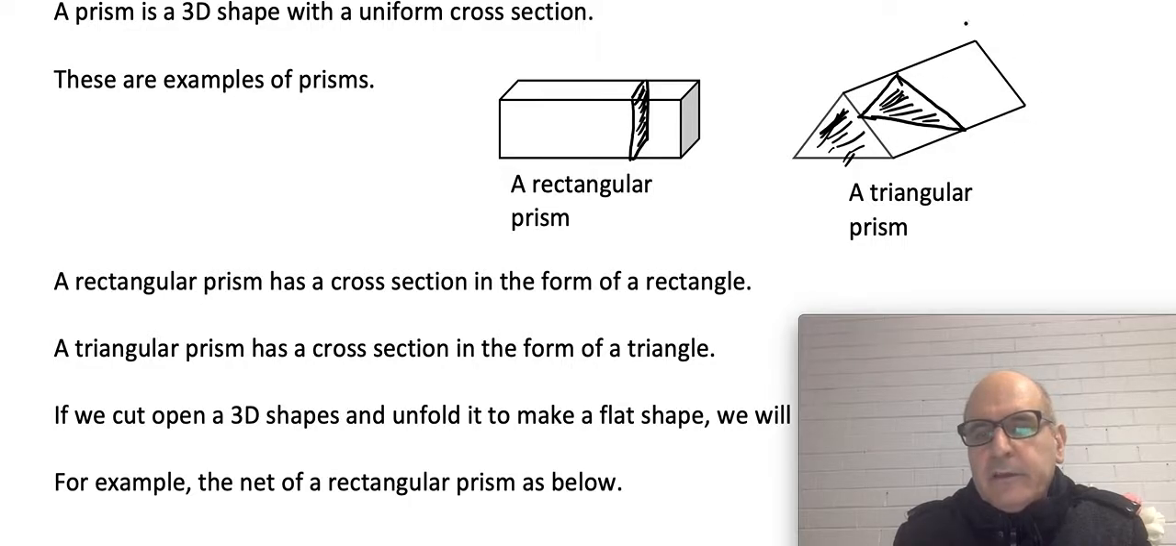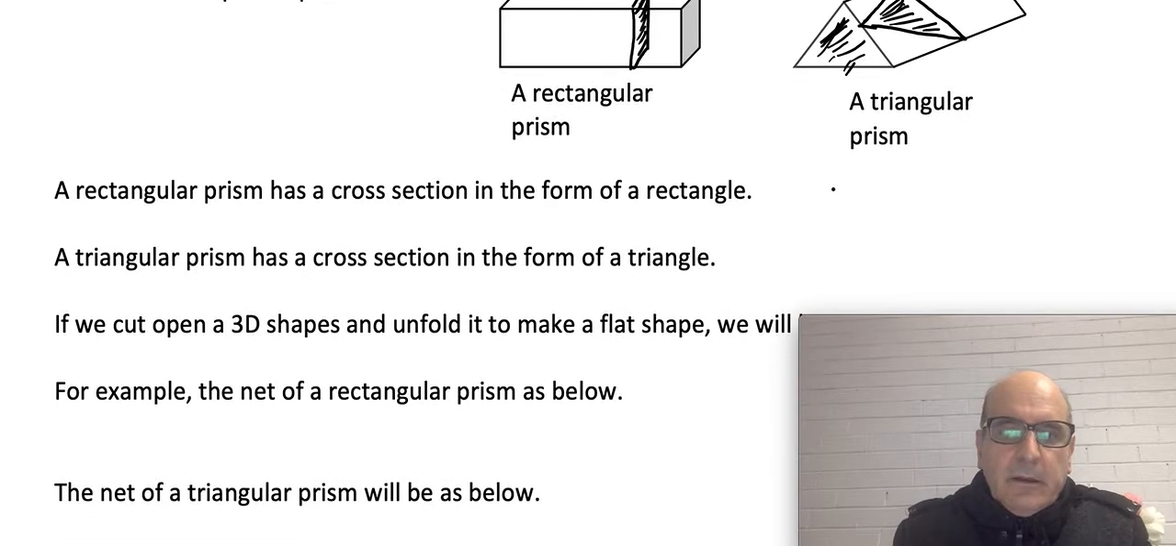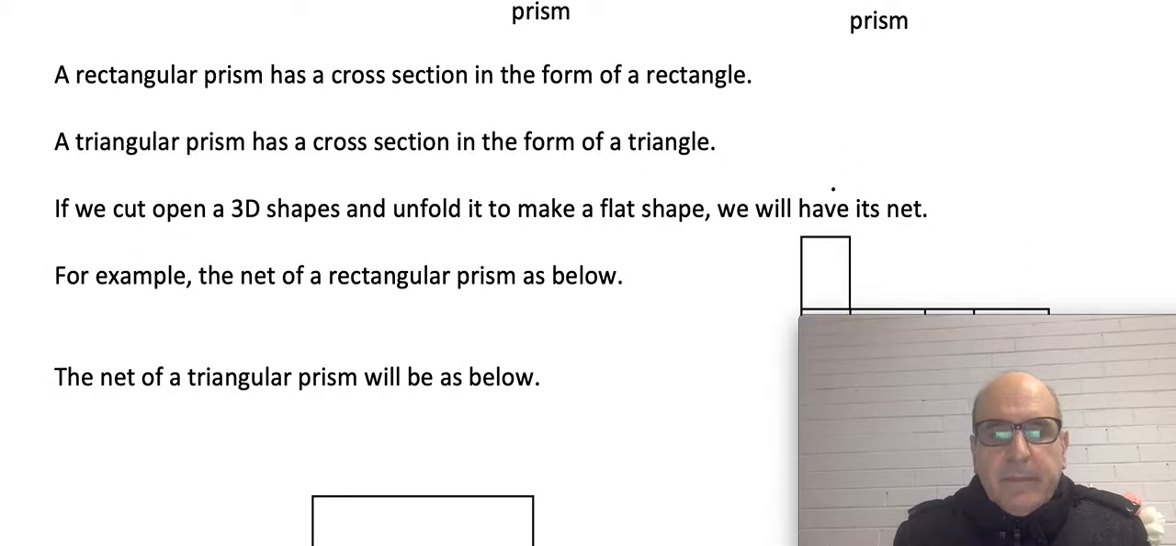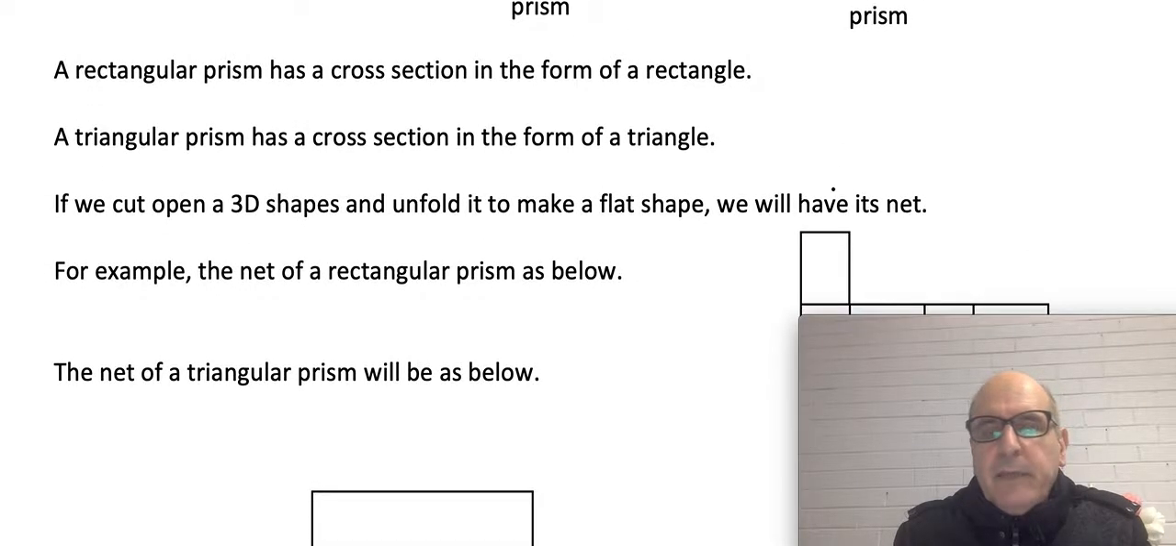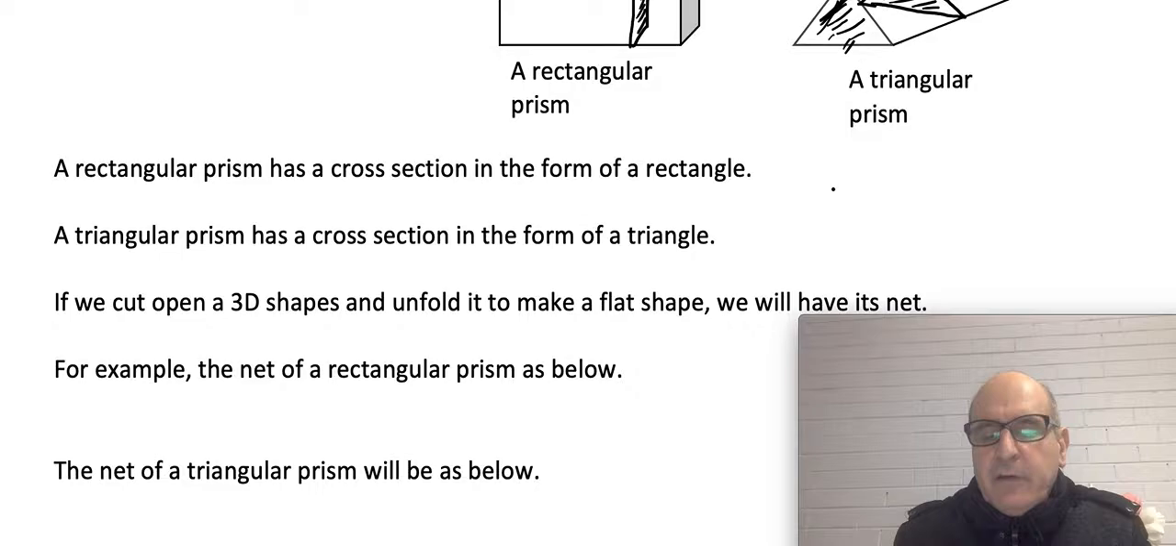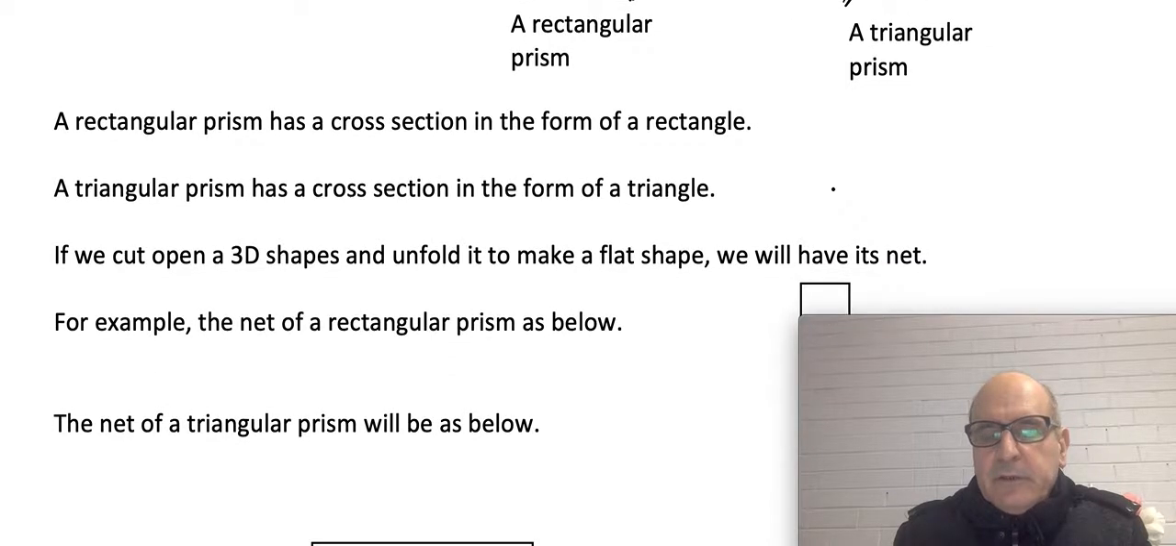If I'm finding the surface area of this, I've got 5 faces. One is this front triangle, one is at the back, one is this side rectangle, one is the left side rectangle, and the other one is the bottom rectangle. So 5 faces altogether. We can also make nets of 3D shapes.